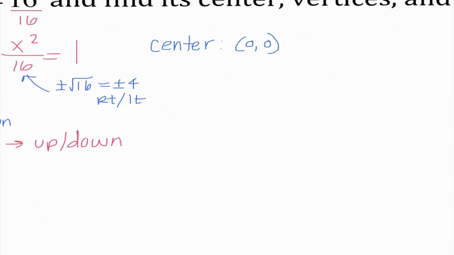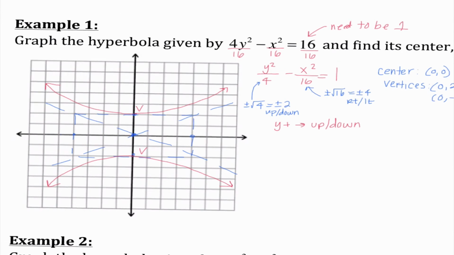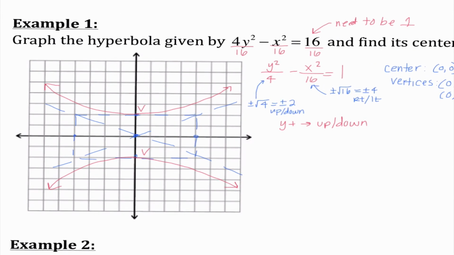So I can go over here, and I'm going to write vertices are at 0, 2, and 0, negative 2. Okay, so the vertices, let me actually zoom out a little bit. There we go. The vertices are always going to be the direction that I graph. Okay, so if we had decided that we needed to graph it right and left, then my vertex would have been here and a vertex would have been there.